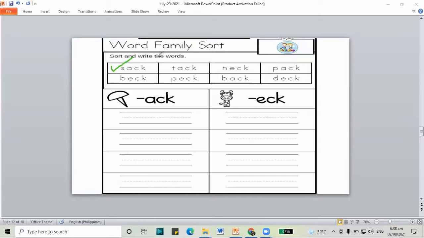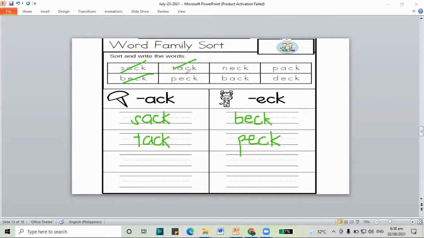We have the word sack, tack, neck, pack, beck, peck, back, and deck. Now, let's sort our words. Where do we put the word sack? Sack goes in the ack word, S-A-C-K. This is the word sack. Next one, we have beck. B-E-C-K. This is where beck goes. Next one, we have tack. T-A-C-K, tack.